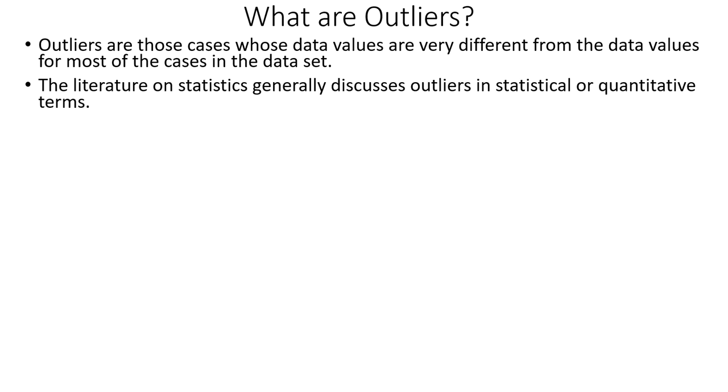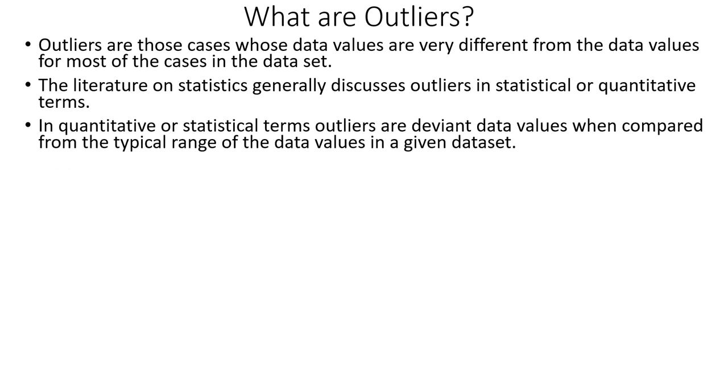And the statistical literature generally discusses outliers in quantitative or statistical terms, and I will elaborate on these definitions. In statistical terms, outliers may be considered deviant cases with data values different from the typical range of the data values in the given data set.